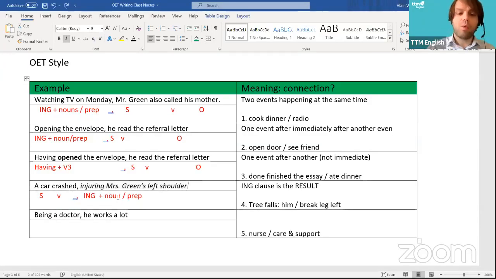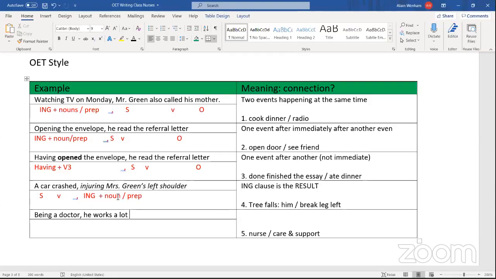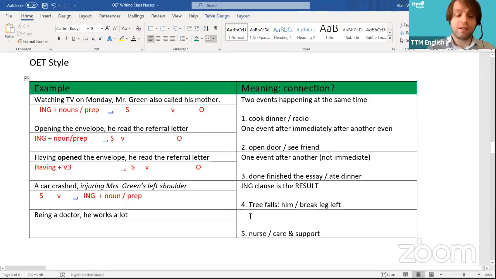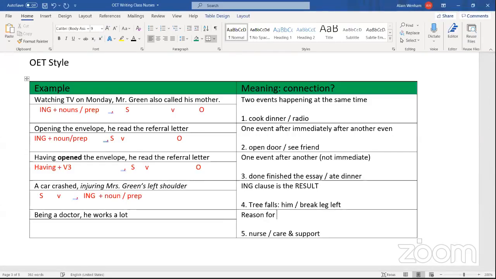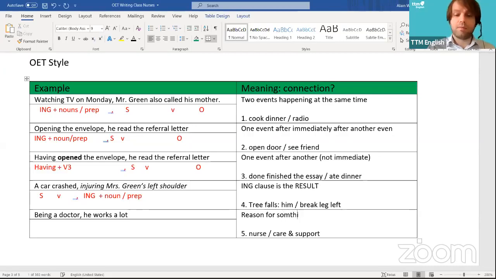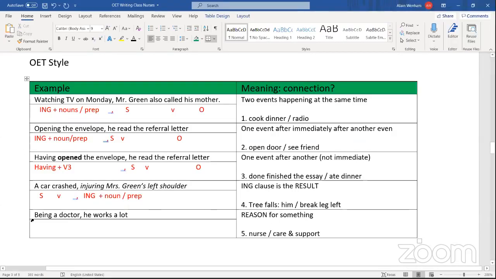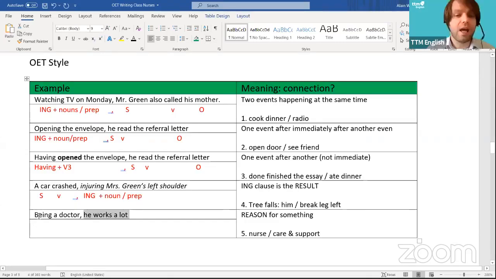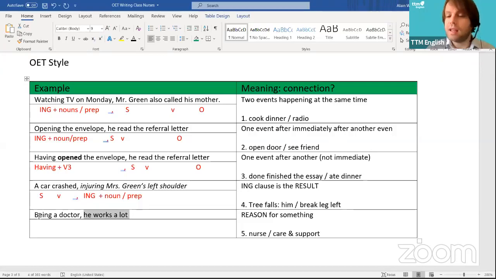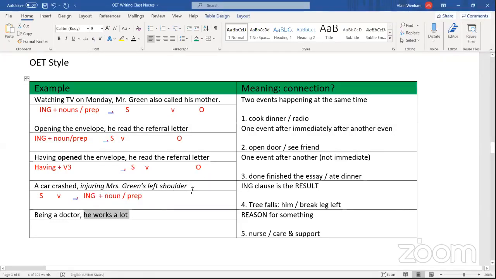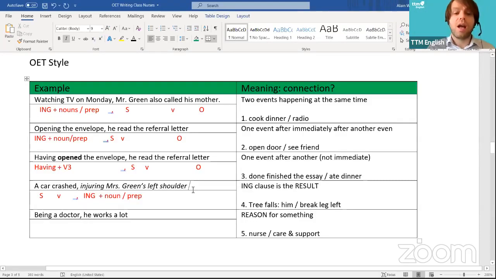Okay. Last one. Let's get Neshka in for this. So tell me, what's this one? This one's reason, isn't it? Reason for something. Okay. What's the difference between that one and the result? It's just because of being a doctor. He's a doctor. He works a lot. It's the reason. But look at this one, Neshka. In this one there is just ing. Ing is the result here, isn't it?